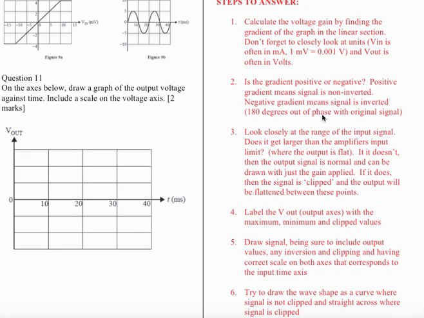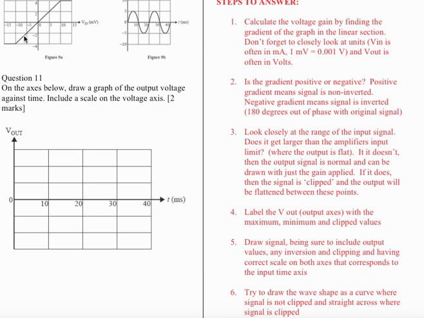Okay, here's how to answer a typical amplifier question, a voltage amplifier question. First of all, you'll usually get a graph like this, which shows the input and the output voltages. So you need to look at this graph very closely. First step is to calculate the voltage gain by looking at the gradient of the graph.